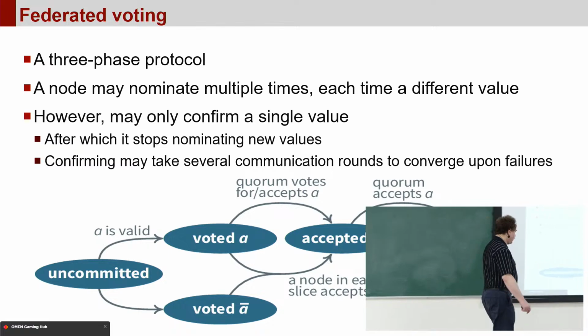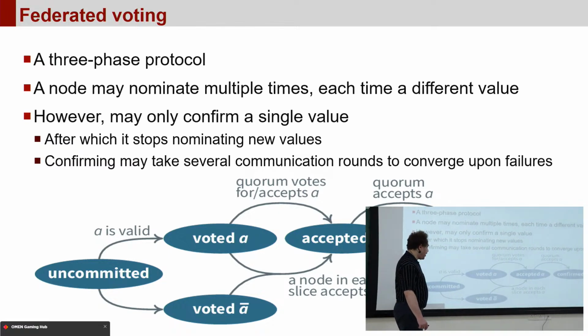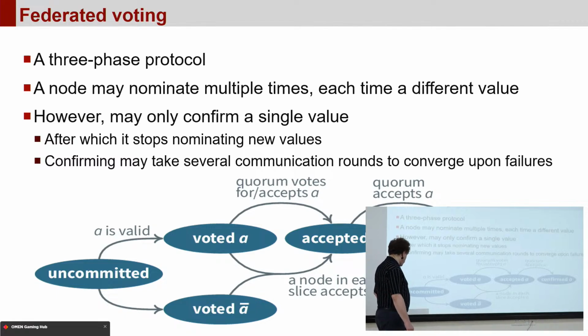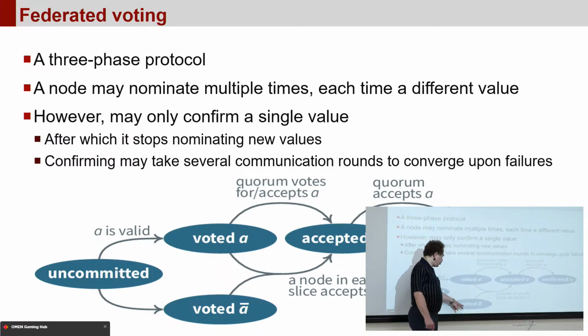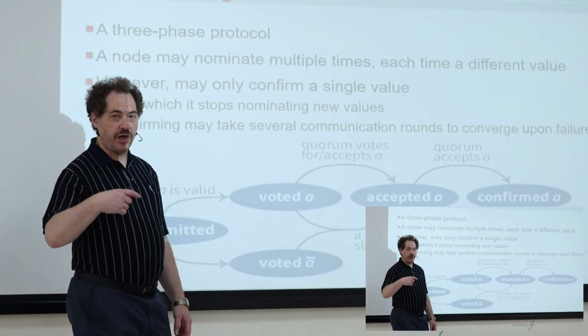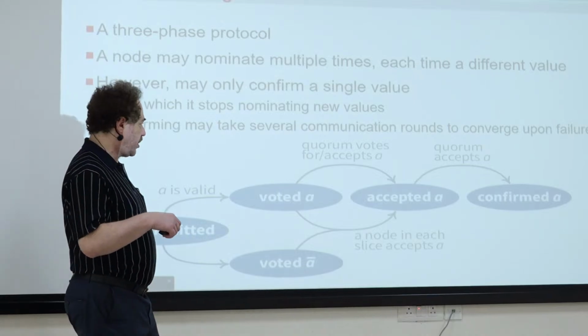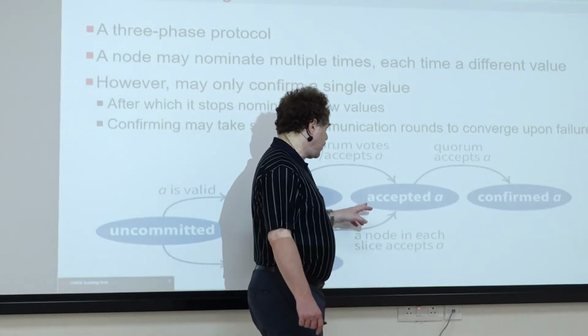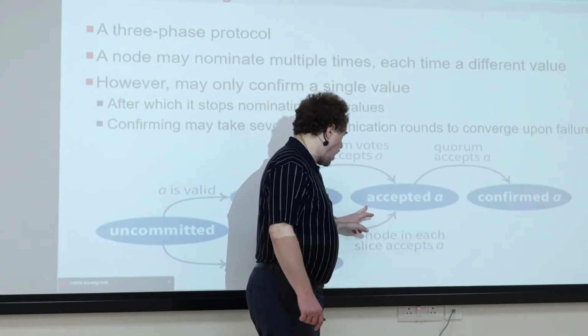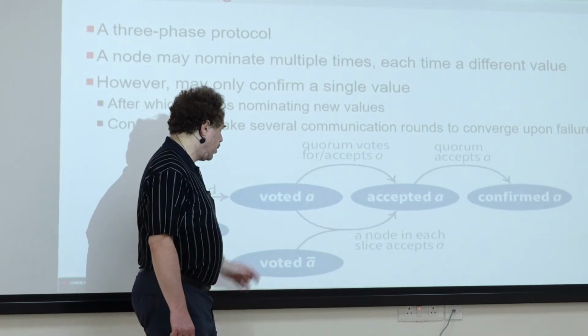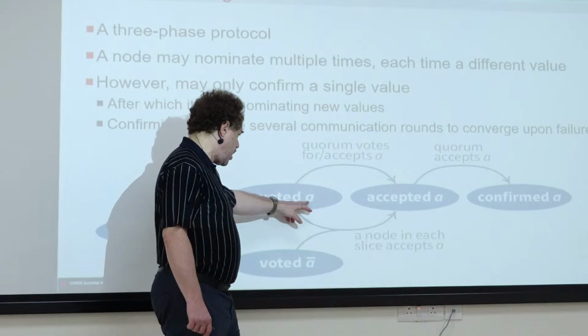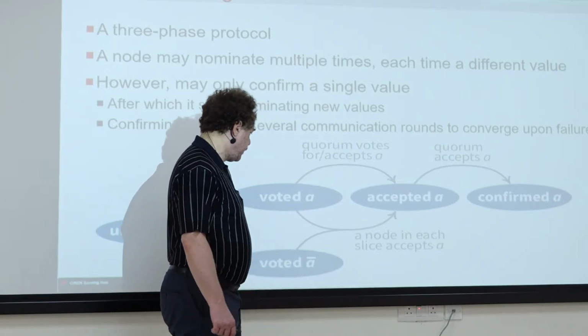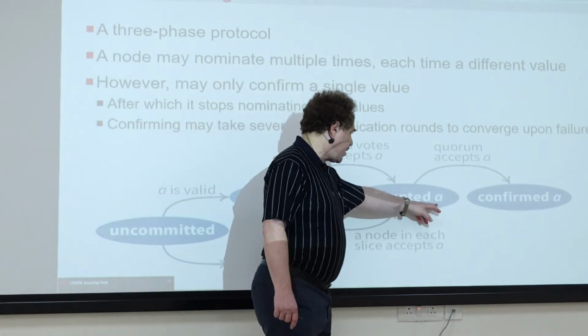Like in this example, this is the state diagram for one particular node. Initially the node is uncommitted, and then the node would be voting for two different values. And then there would be an exchange with the other nodes, and based on the exchange, the node would see which value is the majority and commit to that value by accepting the value. So it may vote for A and A tag, but it would only accept A.